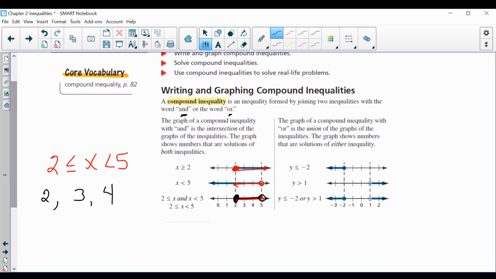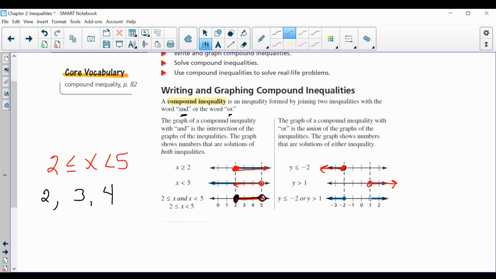So the next one I want to look at is my "or" inequality. It's going to go in opposite directions because the answers to the left and the answers to the right will be true, but not the answers in the middle this time. So my inequality is y is less than or equal to -2. Again, it's a closed circle and it goes to the left. Y is greater than 1. It's an open circle and it goes to the right.